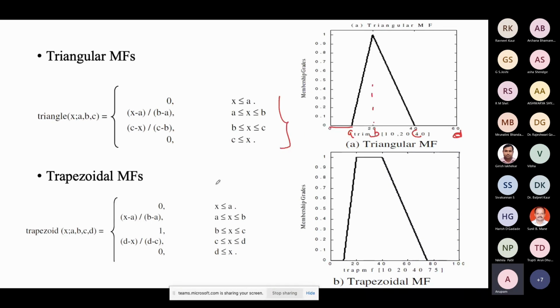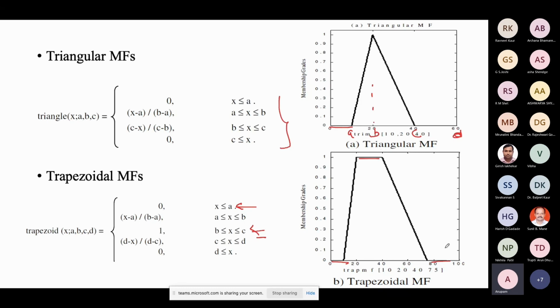The next one is the trapezoidal membership function. Again, you can see this is a trapezoidal form. For x less than a, it is 0. In between, we have a straight line at 1. Again, this is the equation, right? This is just introductory; if you are new in this field, you can easily understand that different types of membership functions are available in the literature, like the Gaussian membership function.